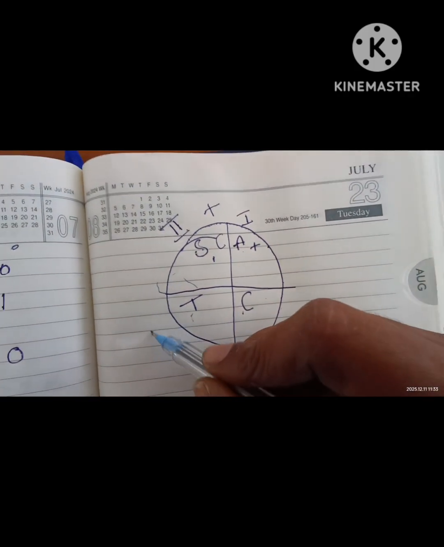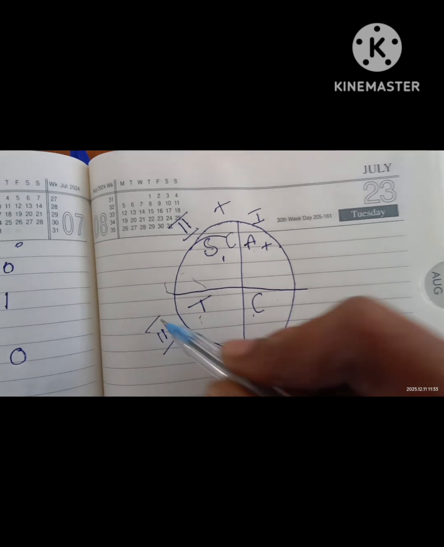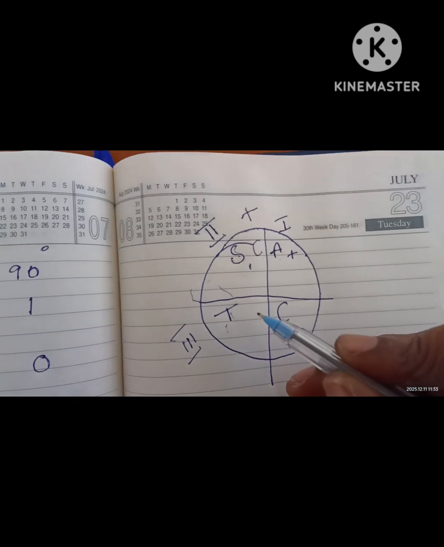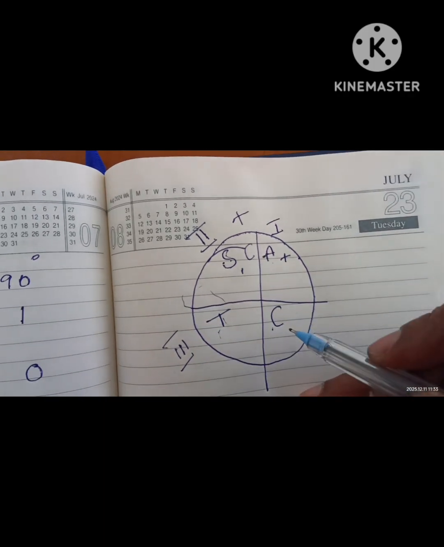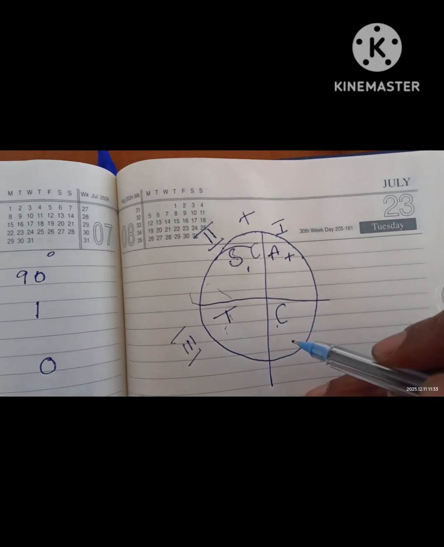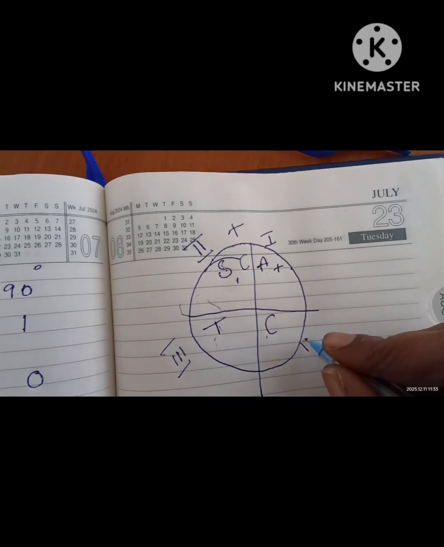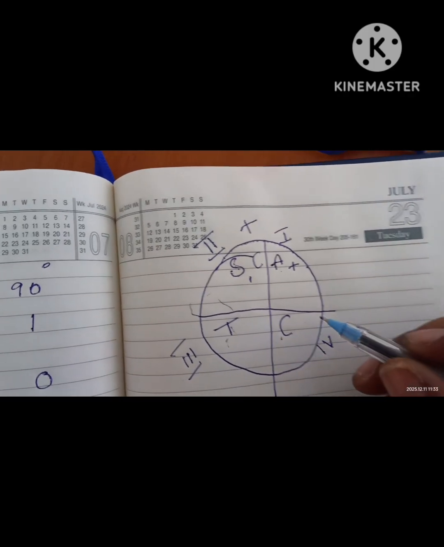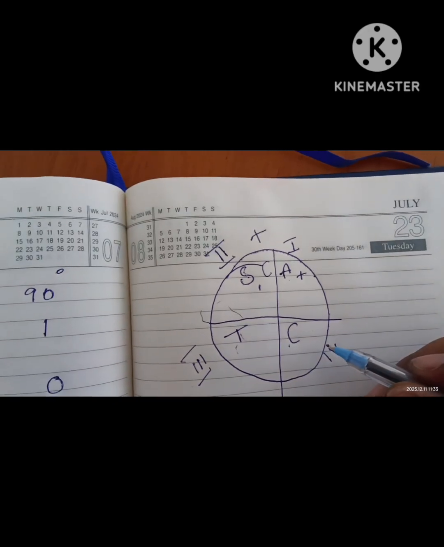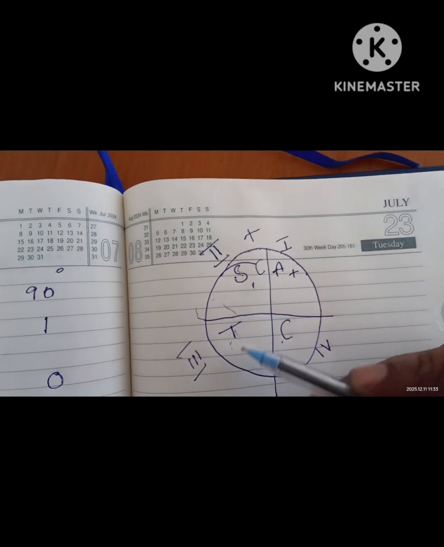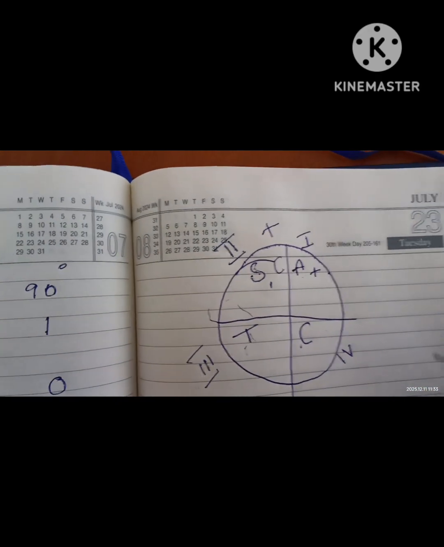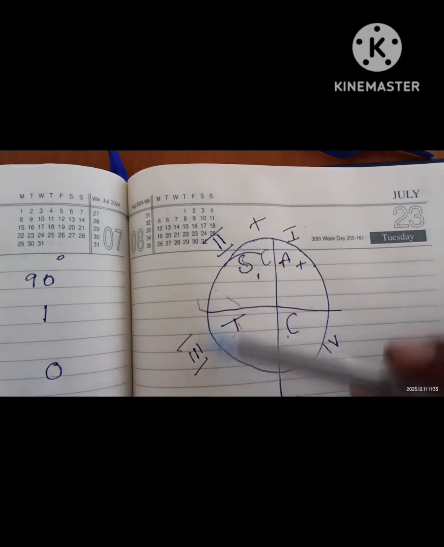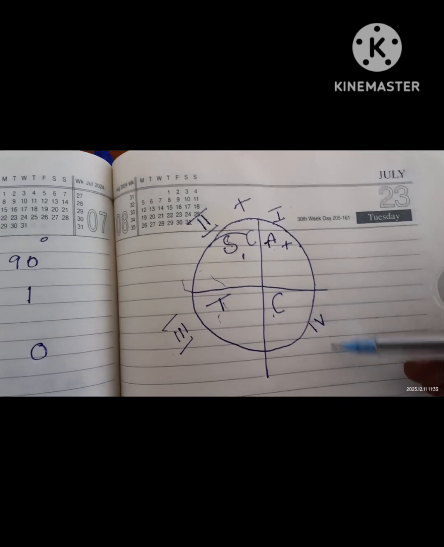And this is the third quadrant. In the third quadrant, tan and its reciprocal cot are only positive, and the remaining two are negative. And this is the fourth quadrant. In this fourth quadrant, cos theta and its reciprocal, that is secant theta, only are positive, others are negative. Have you all understood? This one already we know, right? So first quadrant, second, third, fourth quadrant.